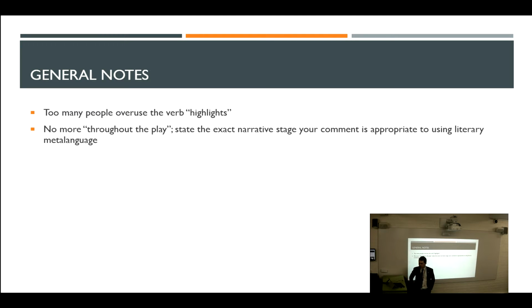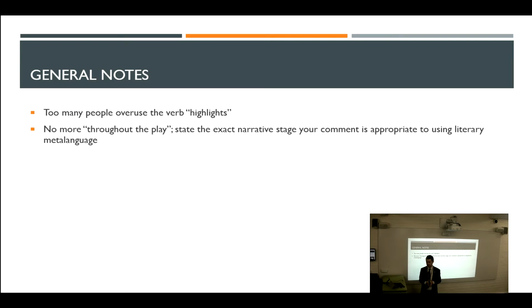Lots of people are saying that a particular character constantly or consistently does something, or that they do it throughout the text, or that Shakespeare does something throughout the text, and it really just sounds like you don't know what you're talking about. It sounds like you're really not quite sure exactly when it happens. So you really never want to say throughout the text. I don't think you even want to say consistently or constantly.